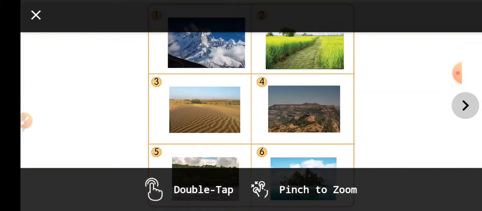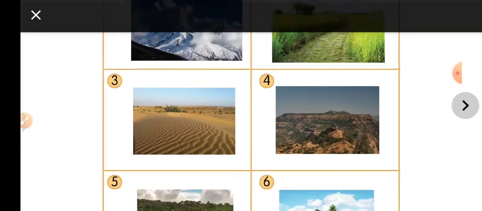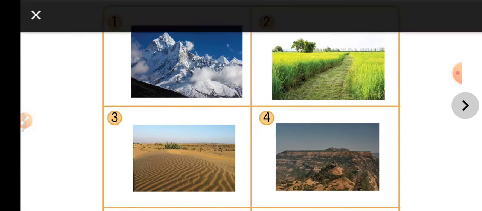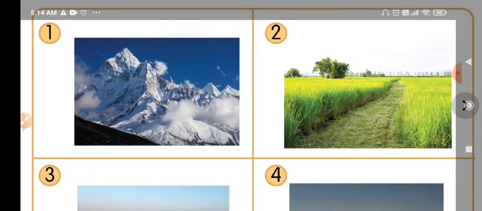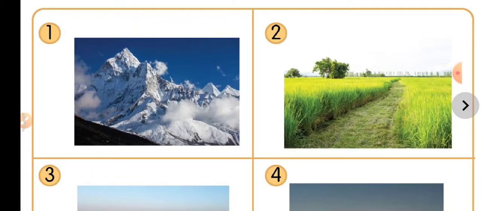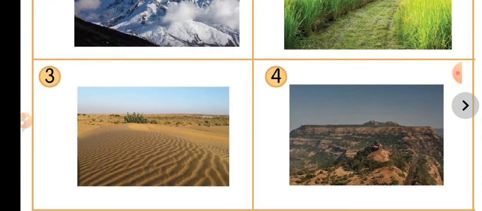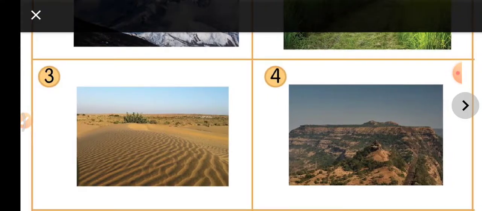Let us observe these pictures. In the first picture, you can see the mountains. These mountains are covered with snow. In the second picture, you can see the land covered with green grass, crops and trees. So these are plains. In the third picture we can see the desert. Desert is covered with sand.